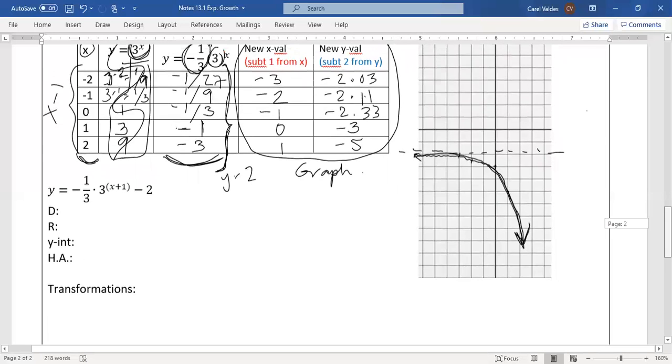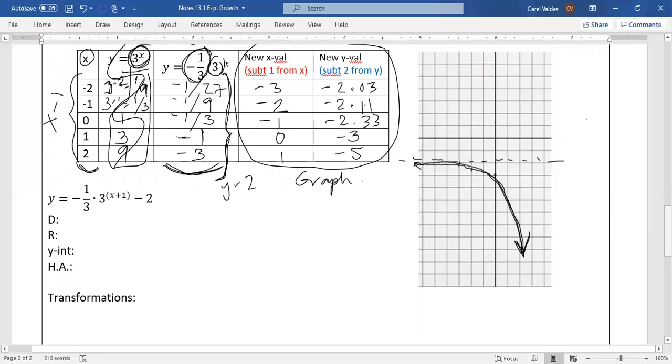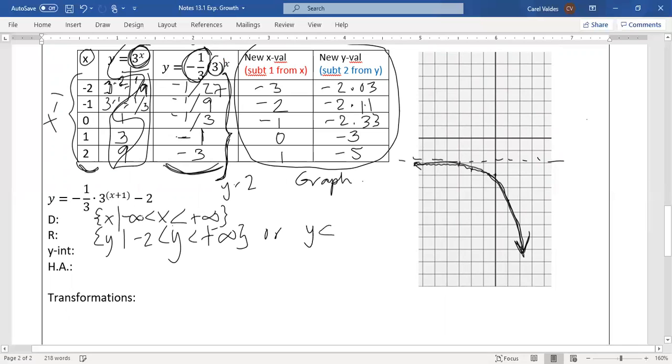So if we move over here, the domain is still going to be the same. The domain is always going to be all real numbers. So for all values of x, x is between -infinity and +infinity. For the range now, notice that this opens down and it doesn't reach -2. So all the values are less than -2. So y is between -2 and, because it's going down, -infinity. Or you can write it as all values of y that are less than -2.